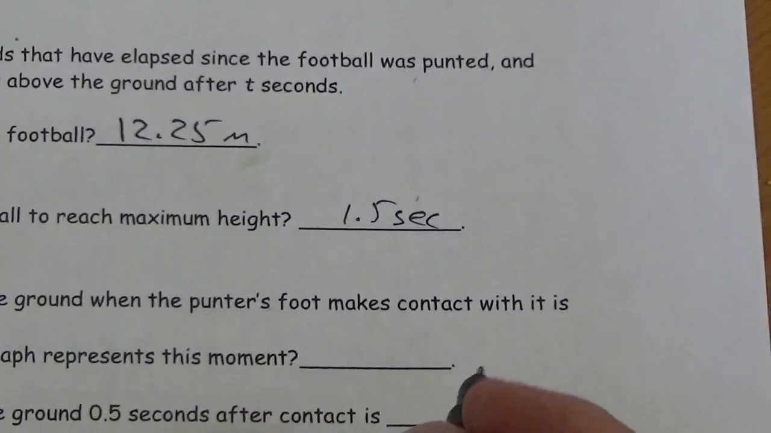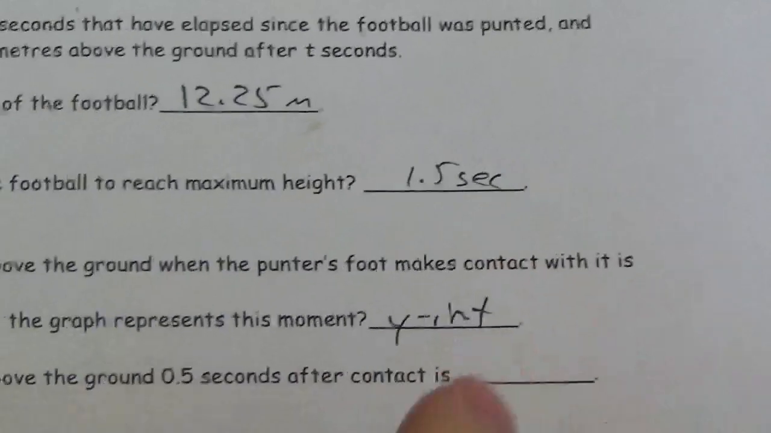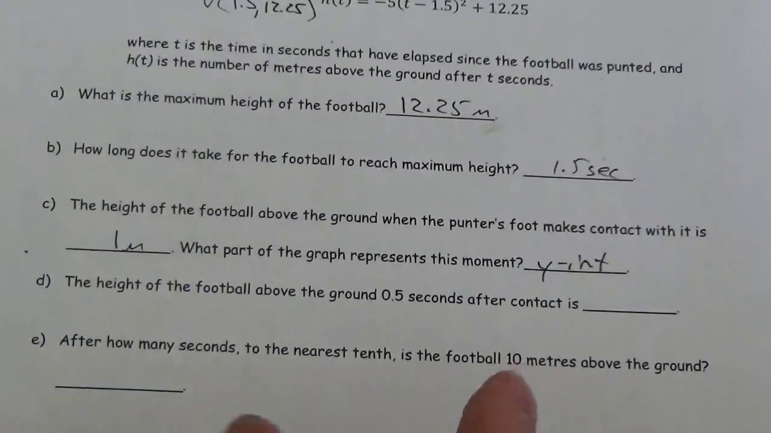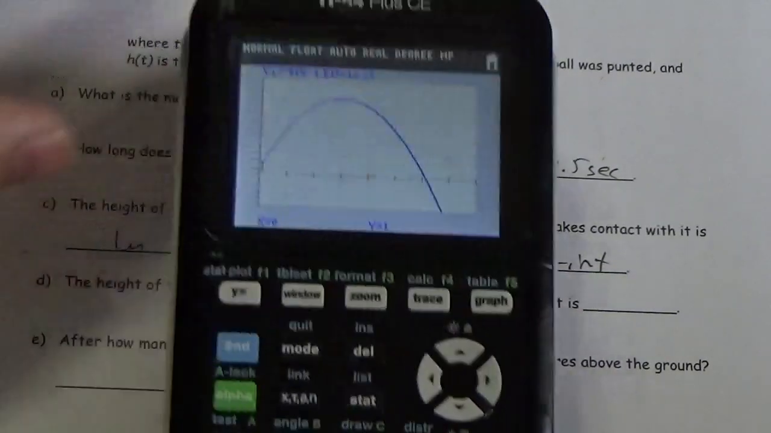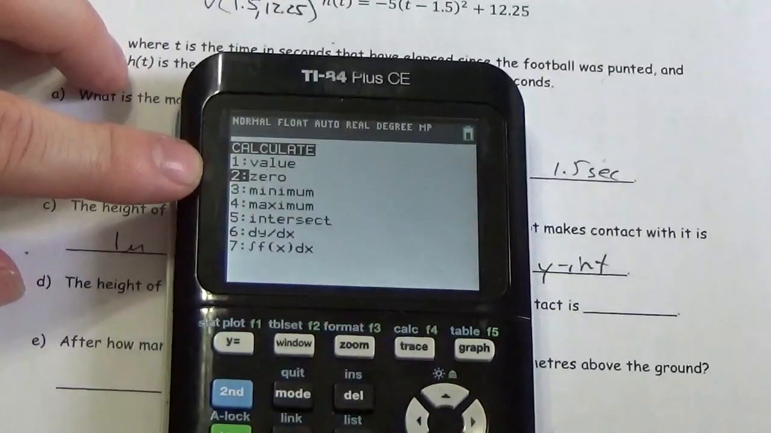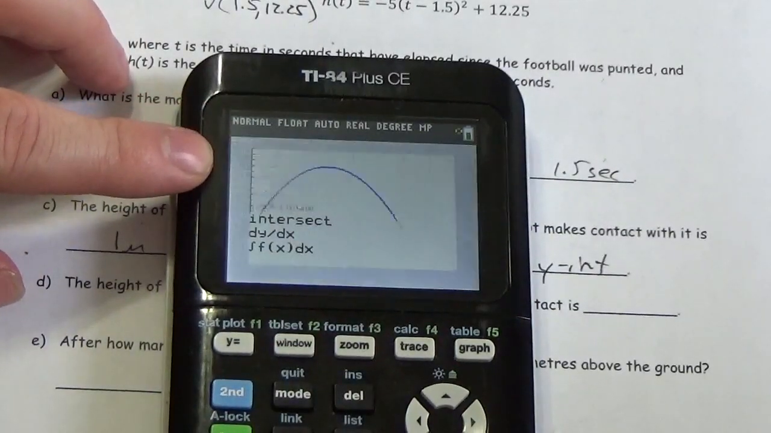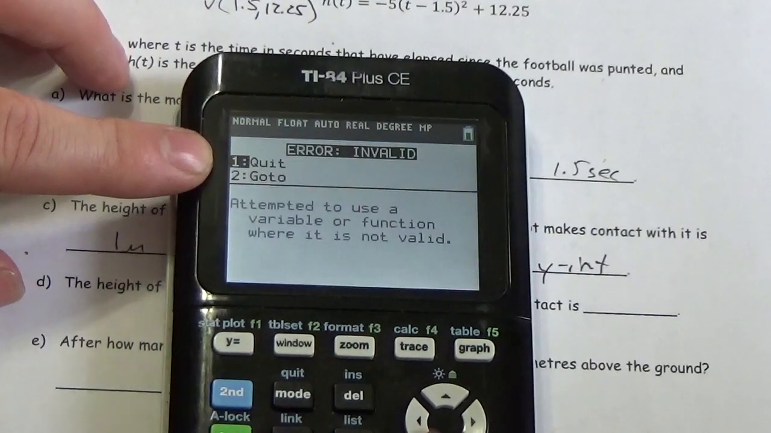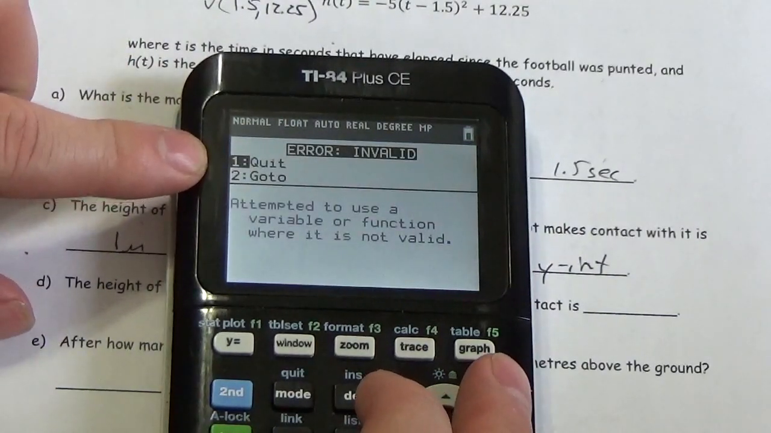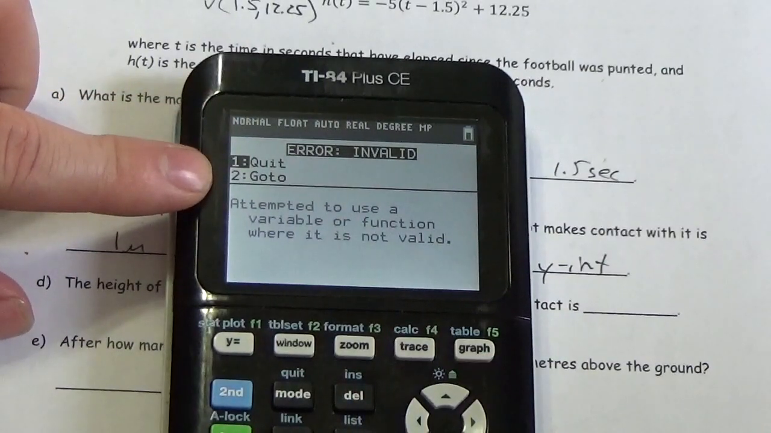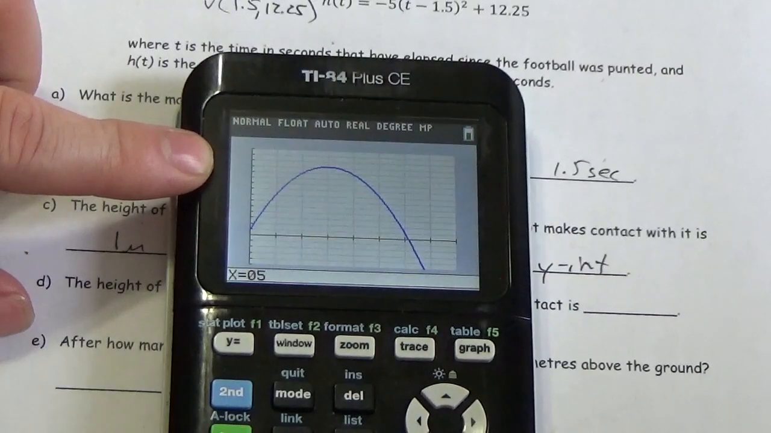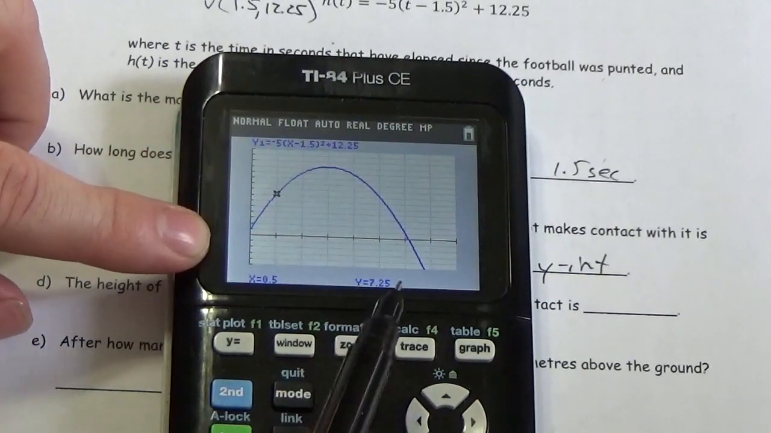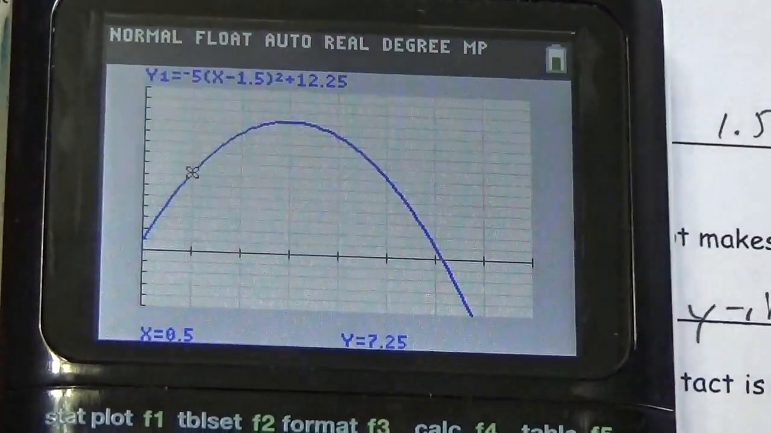Now, what part of the graph represents this moment? We just said this is the y-intercept. It is the initial height of the graph here. What's the height of the football above the ground after 0.5 seconds? Well, I go second trace. It's going to be the value feature because I know the x-coordinate is 0.5. Now, did you see what I did there? I went a little bit too quick here. When I pressed the decimal, I didn't actually press the button hard enough to make it contact. So all I entered in was 0.5 here. Calculator didn't like that. So I want to redo that 0.5. And I'm going to get a height there of 7.25 meters.